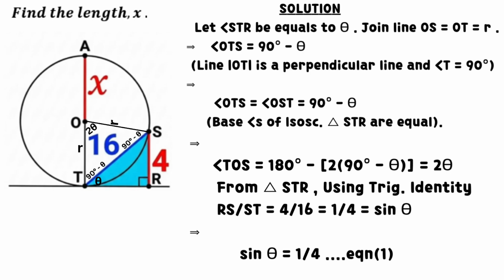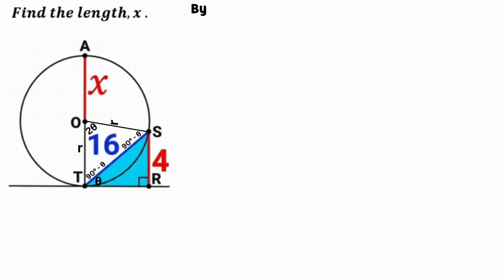From triangle STR, using trigonometric identity, RS divided by ST equals 4 divided by 16, which equals 1 divided by 4. The result is equal to sine theta. It follows that sine theta equals 1 divided by 4. We call it equation 1.